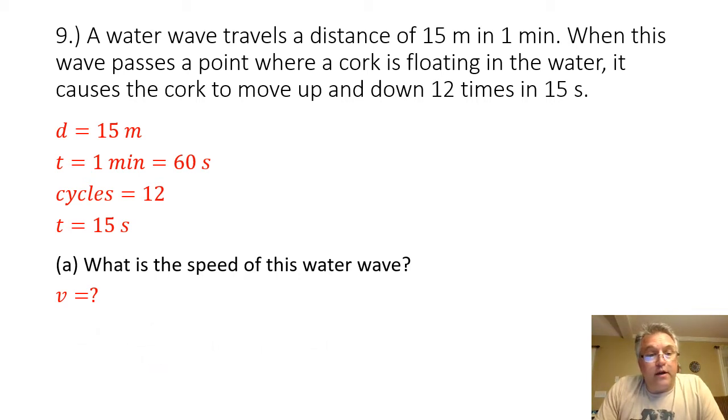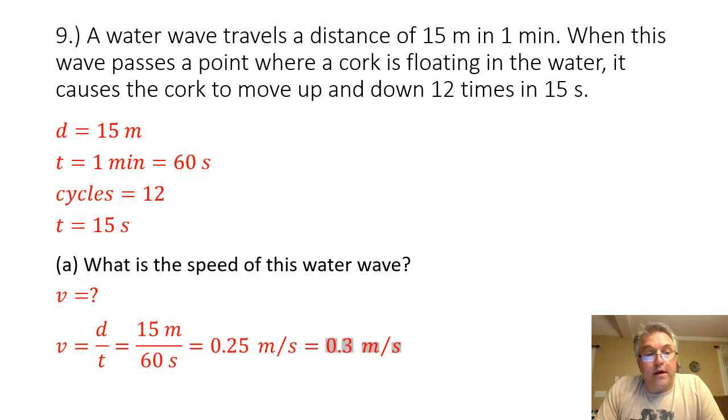So to find the velocity, I know I simply have to divide the distance the wave travels by the time it takes to travel that distance. So it travels 15 meters in 60 seconds. 15 divided by 60 is going to give me 0.25 meters per second. I do have to round that to one significant figure, so that would then round to 0.3 meters per second.